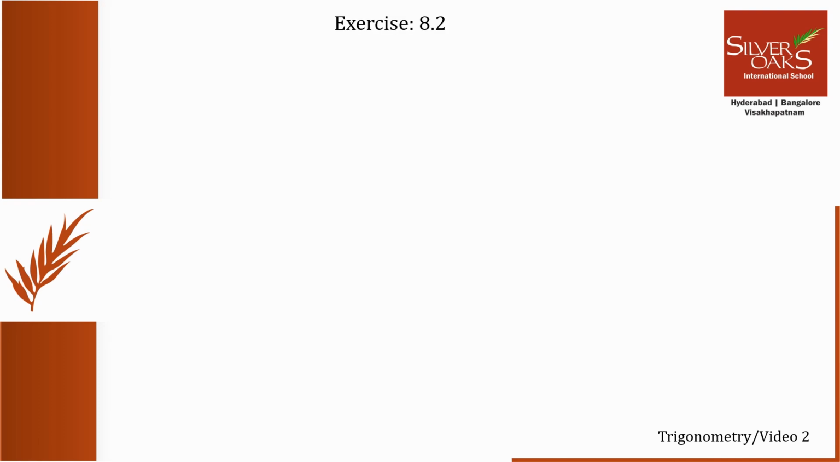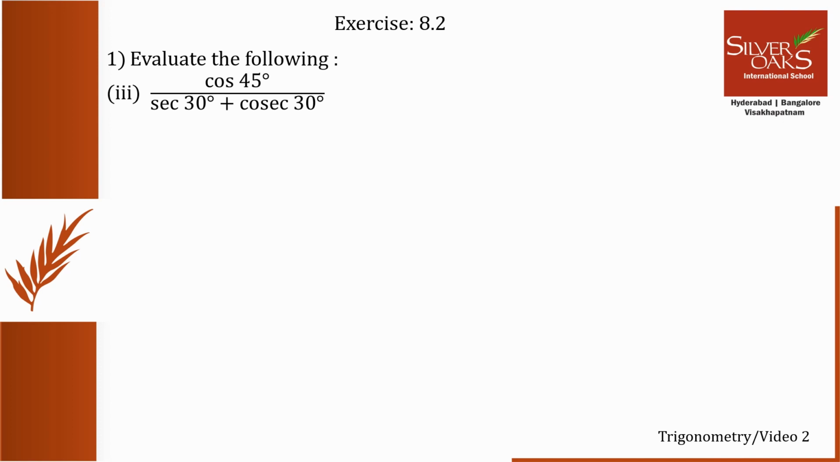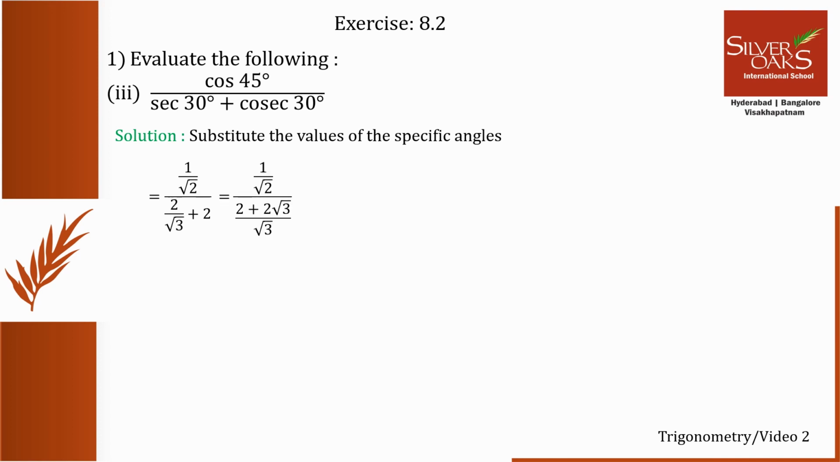Let us start doing exercise 8.2. The first question, evaluate the following. In that first question, I have taken the third sum, which is cos 45 degrees by secant 30 degrees plus cosecant 30 degrees. Substitute the values of the specific angles. Cos 45 degrees is 1 by root 2, secant 30 degrees is 2 by root 3, plus cosecant 30 degrees is 2. Take the LCM in the denominator.